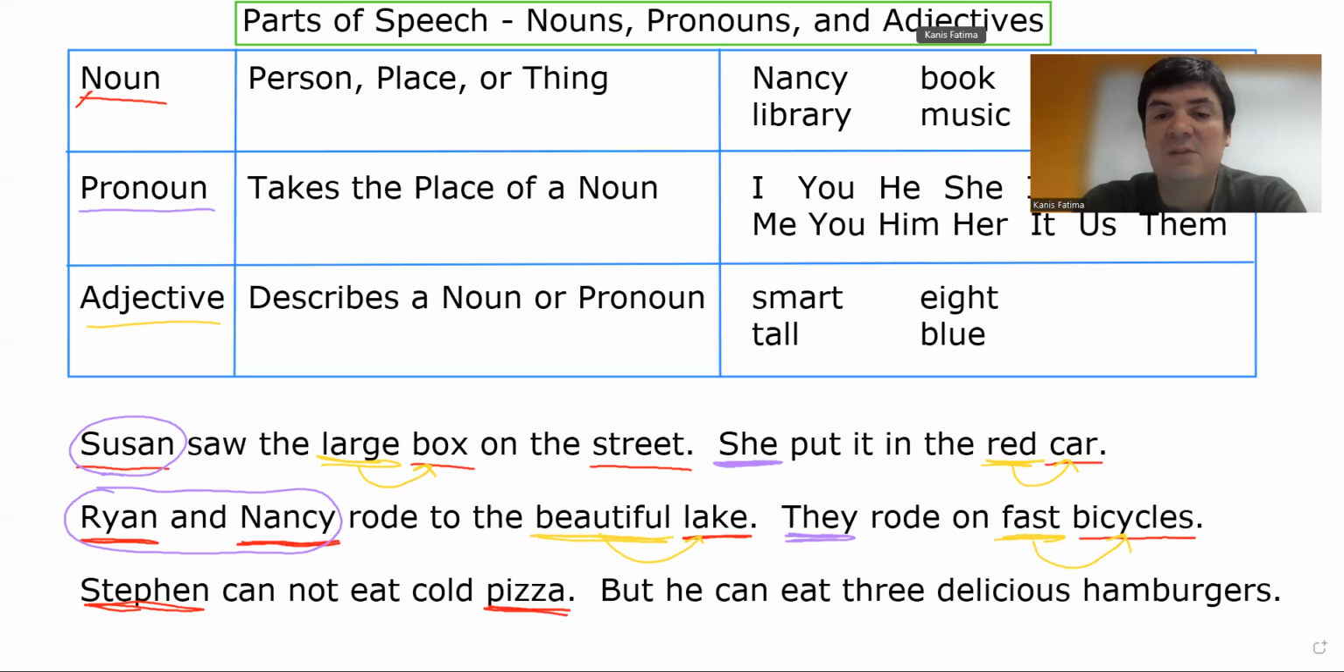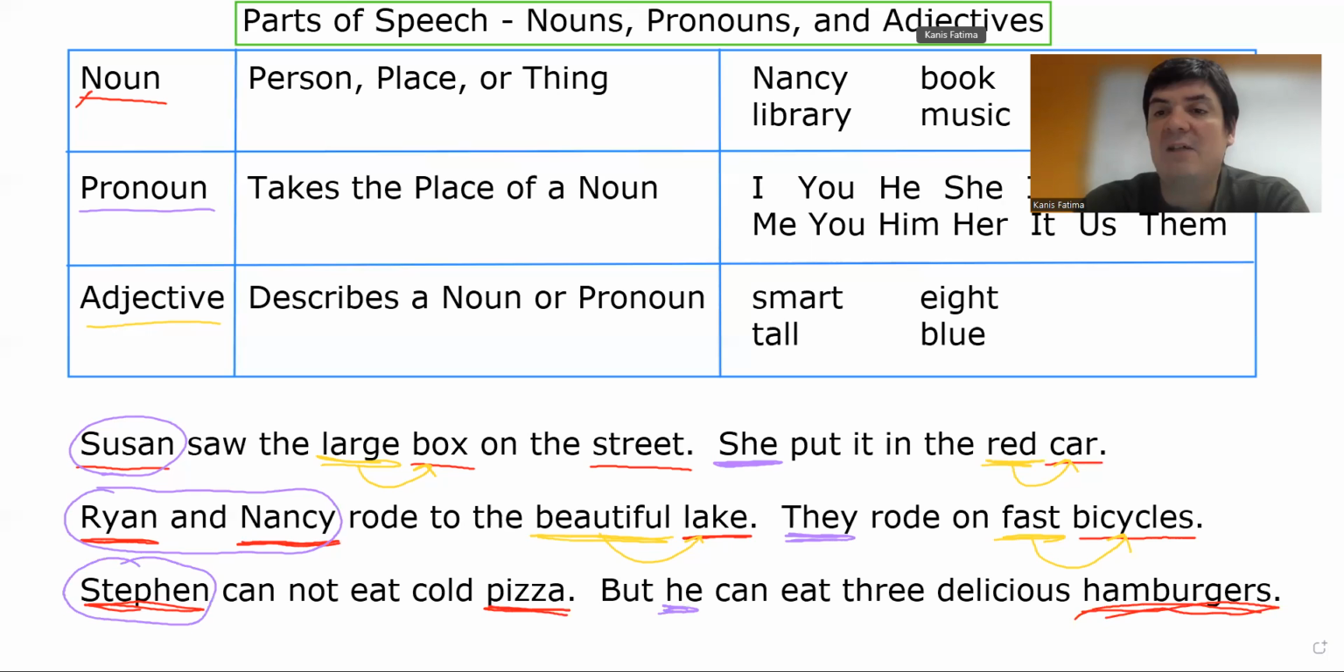Looking at my next sentence, but he can eat 3 delicious hamburgers. Again, hamburgers is a noun. It's a kind of food. I can eat it. I can buy it. Now I'm going to look for my pronouns. Looking at my second sentence, he can eat 3 delicious hamburgers. He is a pronoun taking the place of a noun. What noun is it replacing? Stephen. Who can eat 3 delicious hamburgers? Stephen can eat 3 delicious hamburgers.